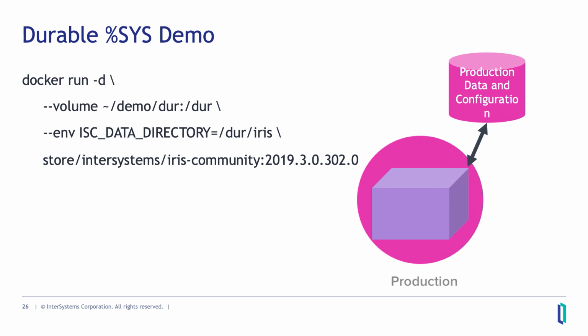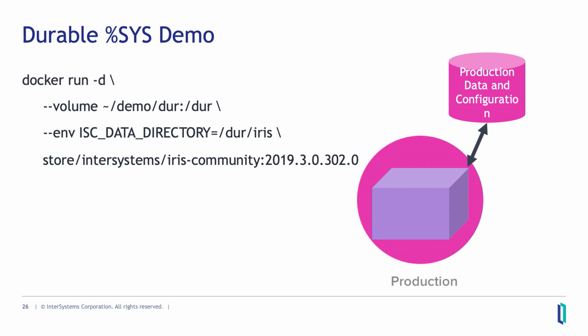If I set this environment variable to ISC data directory, what that will do is tell IRIS when it starts up to look in /dir/IRIS. And if IRIS finds a valid configuration there, like it's already populated with an IRIS configuration, it will pick up that configuration and start. So if that production data and configuration is already in that directory, then IRIS will pick it up and just start running. If it's not there, IRIS will copy its existing configuration into that directory to make a durable sys.